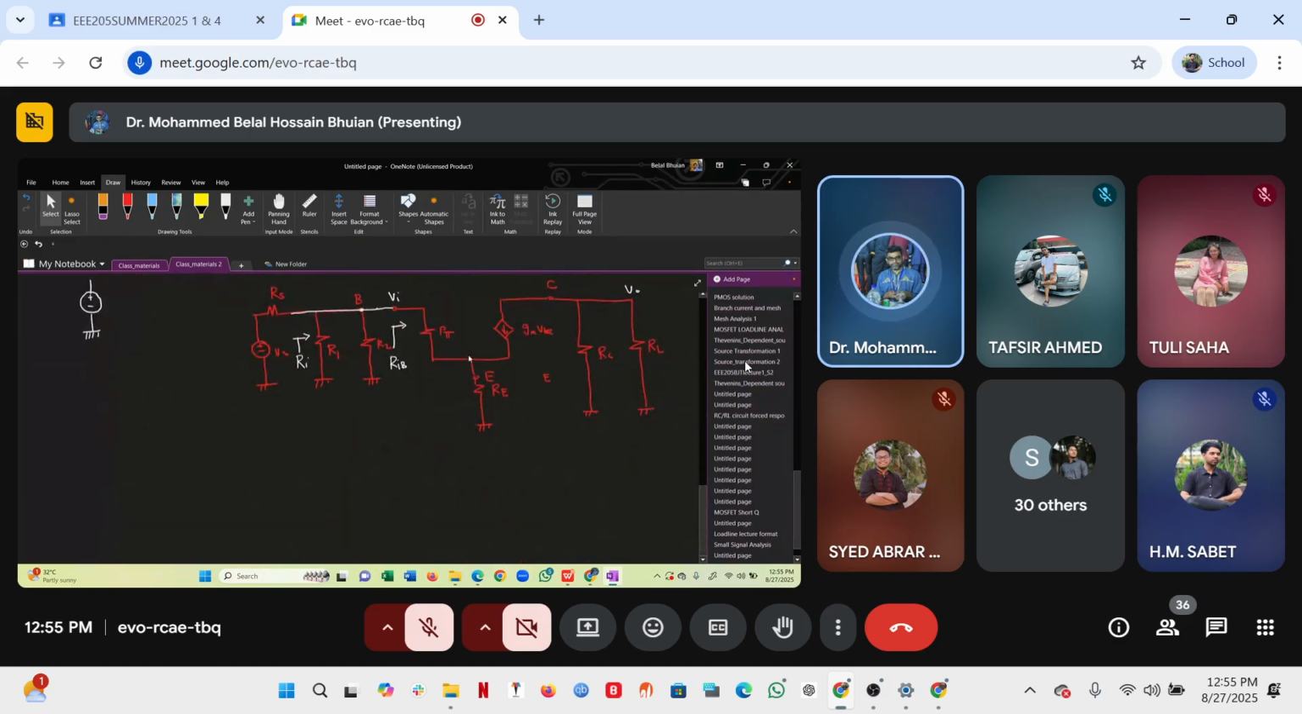And then we replaced the BJT with one of the models. We learned two models, the pi model and the T model. In that case, we used the pi model. You would get the same result if you had used the T model.